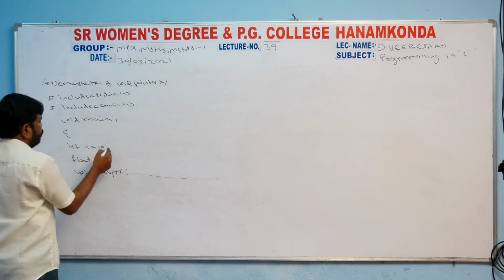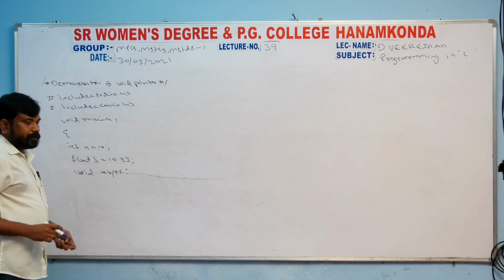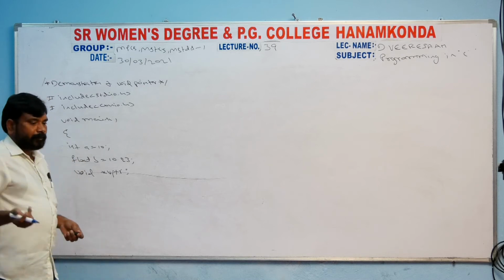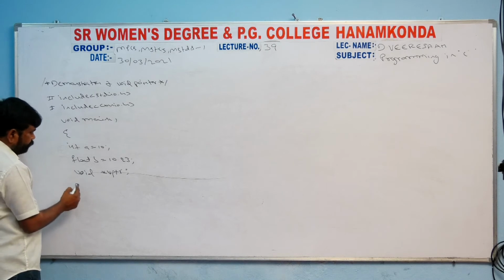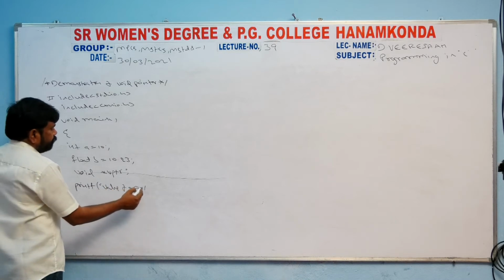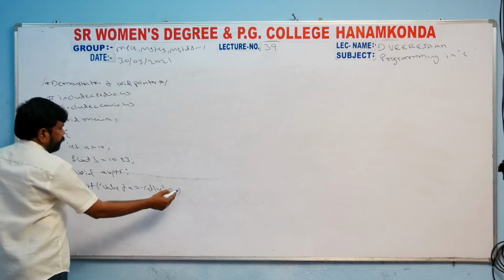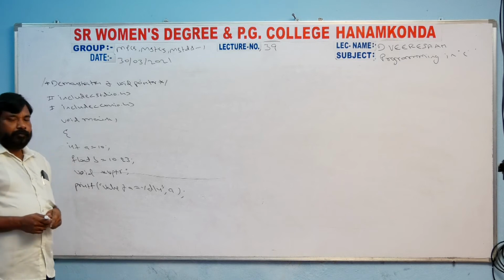Integer A is equal to 10, then float B is equal to, suppose, 10.23. Suppose I am storing both the values here itself in the place of input and everything. Okay. Now I am writing printf "value of A is equal to %d \n", then A. What I am doing? Just I am going to print the value of A.